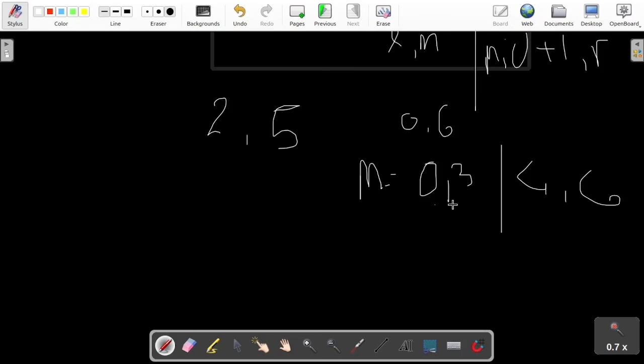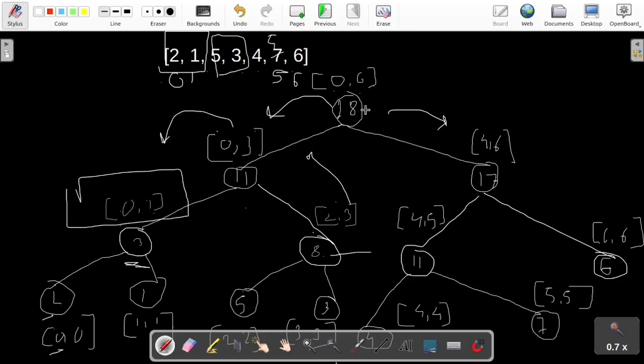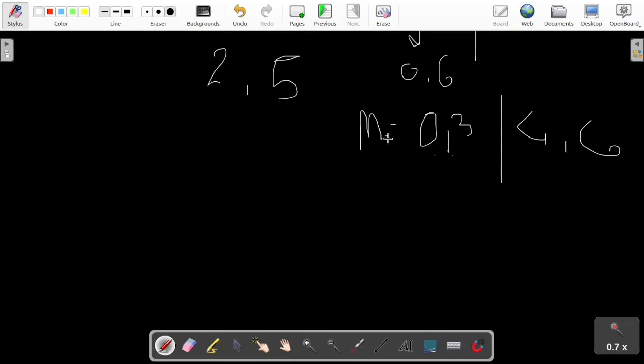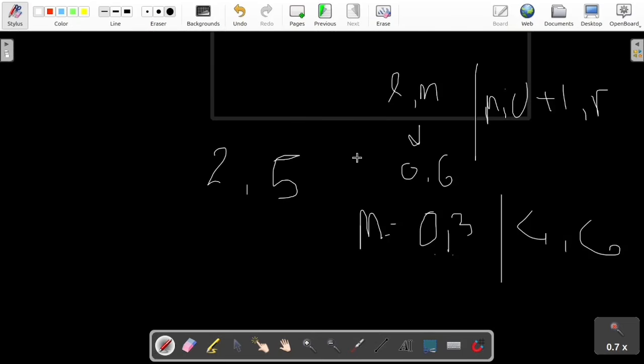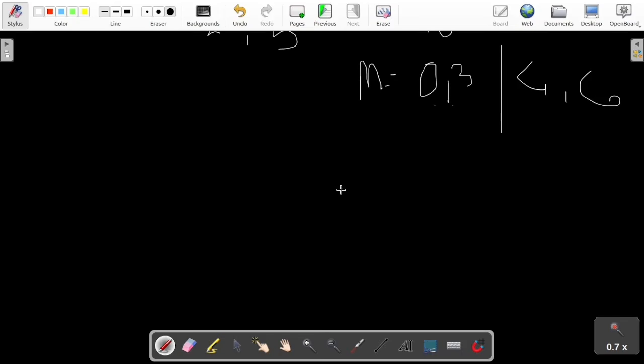My bad, I forgot to explain one thing. When you are on a node, at first we were on the root node. First compare: is there an overlap between your current range and the query range? If there is no overlap, just return from there. What is the no overlap condition? Let's say this is your range 1 comma 8 and this is another range 9 comma 11. There is no overlapping between them.